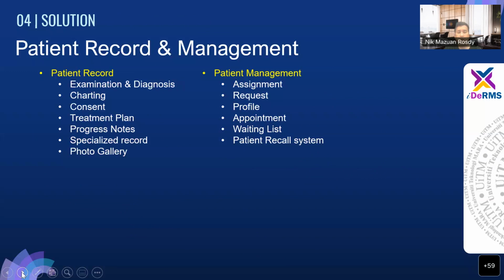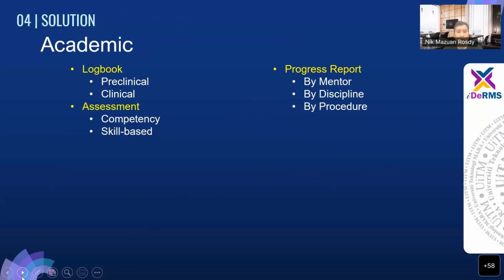And as you can see from the patient record, there are a lot of things going on. We have examination, charting, consent, treatment plan, progress notes, specialized record, and photo gallery. For patient management, we have assignment, patient requests that the student can use, profile, appointment, waiting list, and patient recall system. Apart from that, we also have an academic segment, whereby we have logbooks for both preclinical and clinical. For undergraduates, you're going to have around 72 logbooks that you need to complete to finish the program by year 5. And then we have assessment, which is competency or skill based. Your lecturer will be using progress reports to monitor your progress every day, every week, or every month, and they can be generated by mentor, by discipline, and also by procedure.